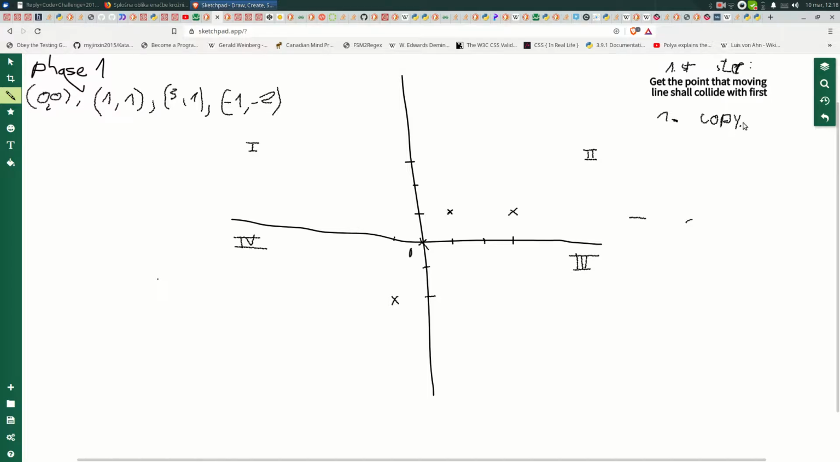So we say copy points from 4 to 2, and from 1 to 3. Quadrants 1, 2, 3, not 1, 2, 3 like the number, but you know what I mean.